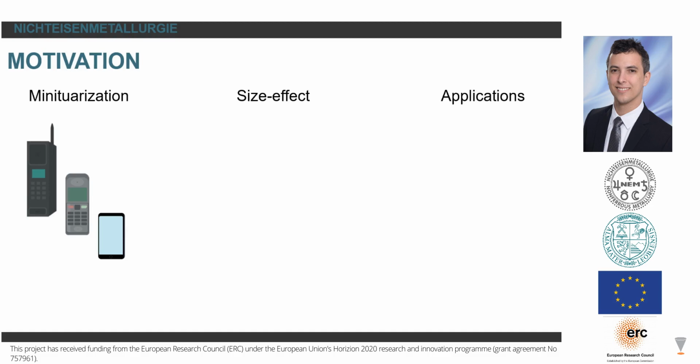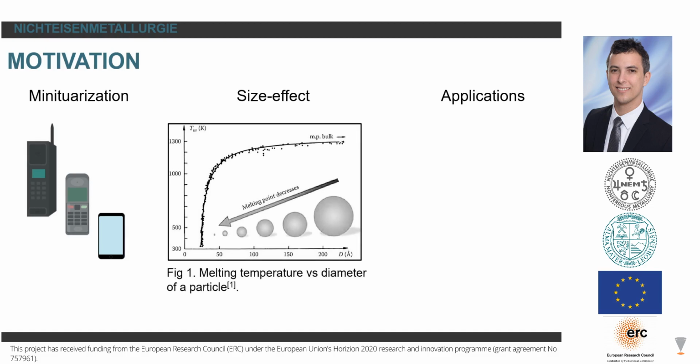And that's only possible due to an effect called size effect. This size effect, as depicted here, is one of many size effects that occur. It is the melting temperature depression versus the diameter of a particle. In this case, our material will have as many atoms at the surface as in the bulk. It's so small that the surface amount of atoms is comparable to the bulk, therefore decreasing the cohesive energy of the material.